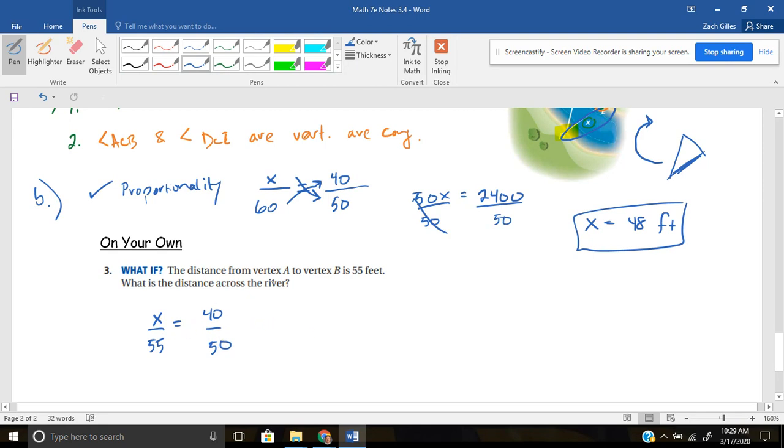Cross multiplying, we get 55 times 40. So we would get 50x equals 55 times 40 is 2200. And then divide by 50 on both sides. You'd arrive at 44 feet.